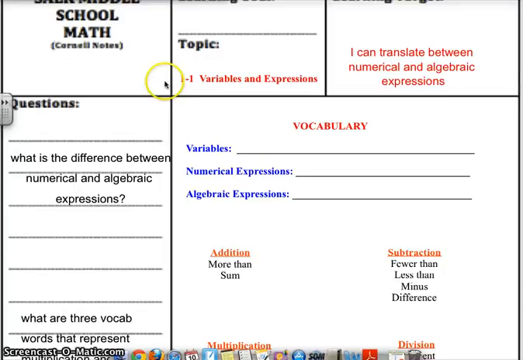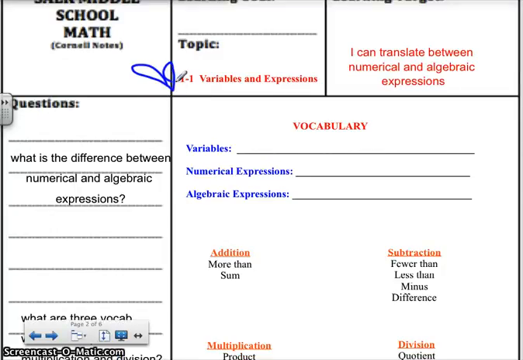Our first lesson today, 1.1. We're going to learn about variables and expressions. Your learning target for today, you're going to be able to translate between numerical and algebraic expressions. You're going to be able to translate and identify what's numerical and what's algebraic.